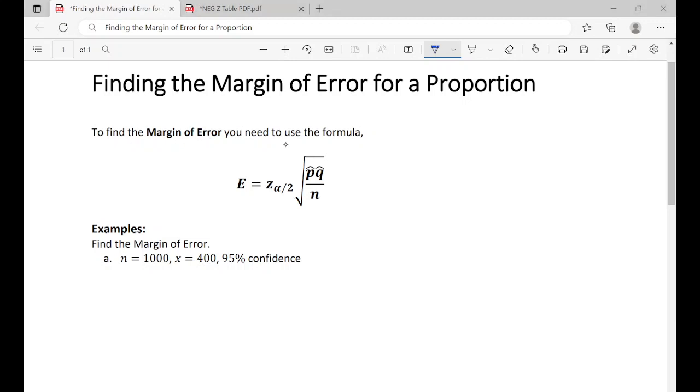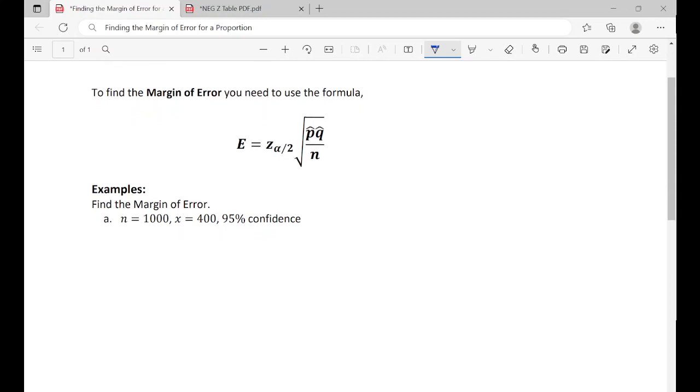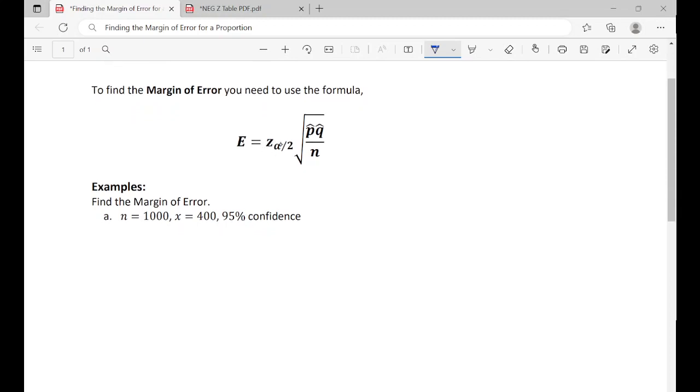To find the margin of error, you need to use the formula E equals Z sub alpha over 2 times the square root of P hat times Q hat over N, where P hat, Q hat, and N are all under the square root, and Z sub alpha over 2 is our critical value. There's a couple ways you can go about getting the critical value, either a table or your calculator, and I'll show you both. Choose whichever you think is easiest.